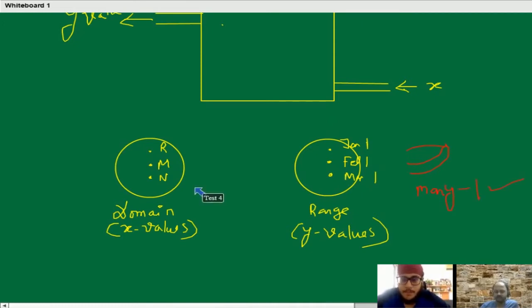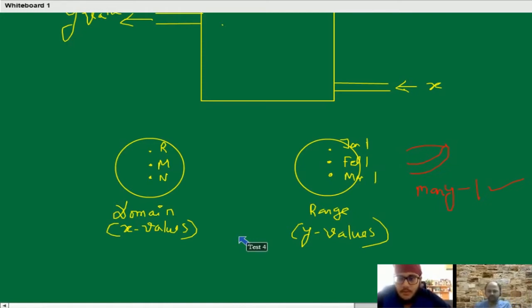So this collection of these 3 famous players is nothing but X values, that is called the domain. And the collection of their birthdays is called Y values, which has another name, range.